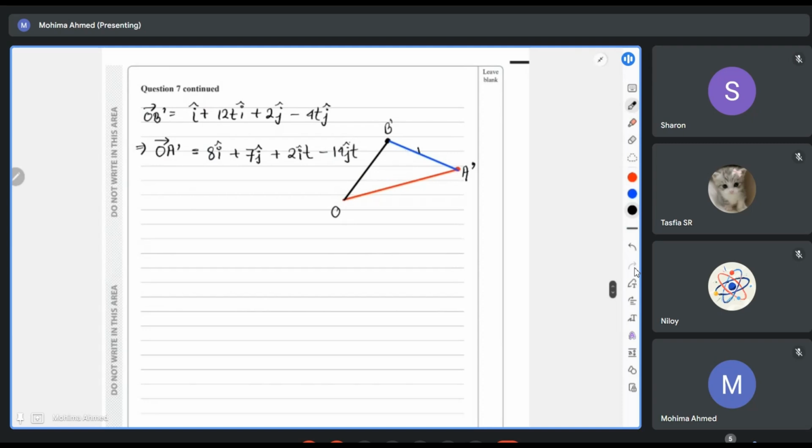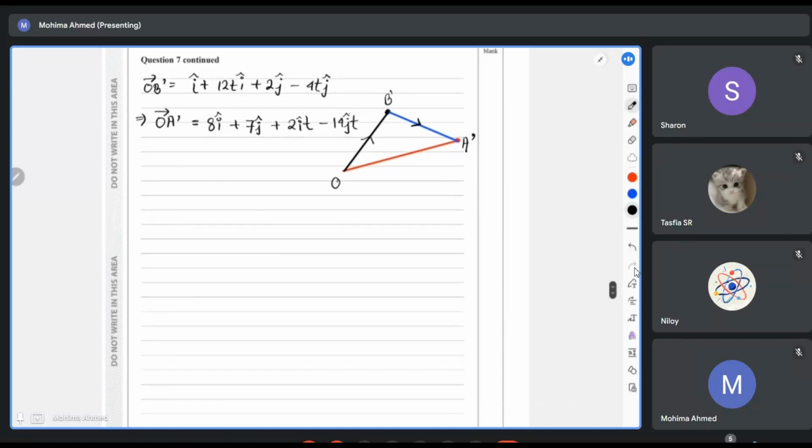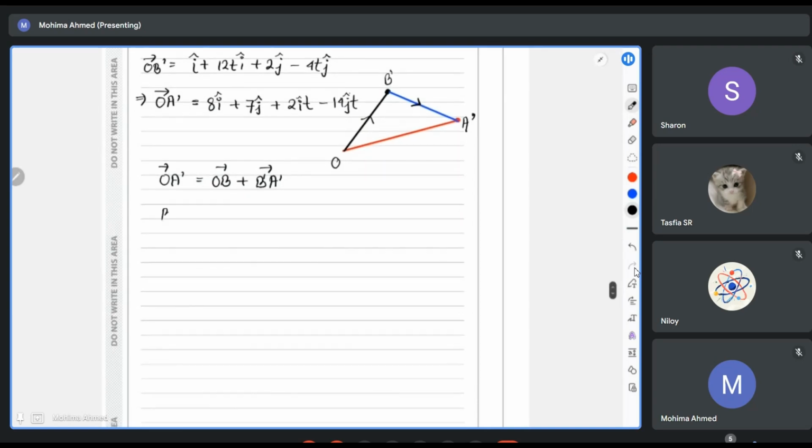In order to find out BA, remember you want to find out BA, not AB. In that case, OB and BA are in the same direction and OA is in the opposite direction. So you can write this as OA equals OB plus BA, like B prime to A prime. Remember that you have to find out B to A, right? So you have to just make this the subject of the equation by moving this OB to the left hand side. So the entire equation will look like BA equals OA minus OB.